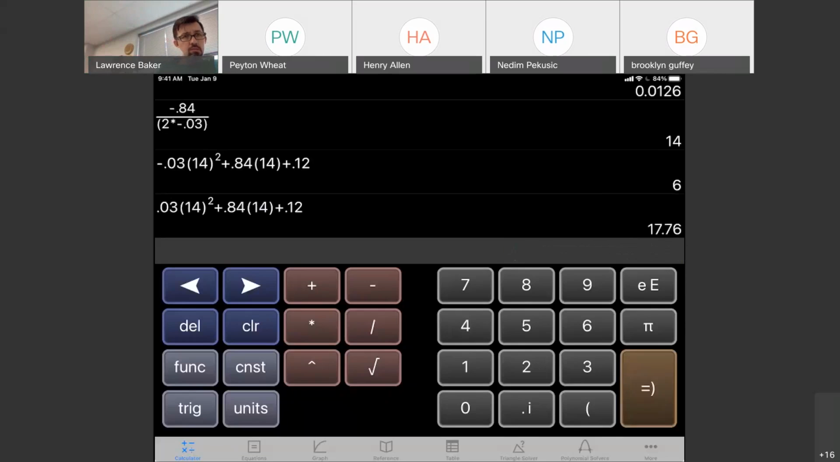17 feet in the air? That seems a little sketch, right? Probably not jumping that high. Despite changing one sign, right? Signs have such a huge effect on these problems. Okay.